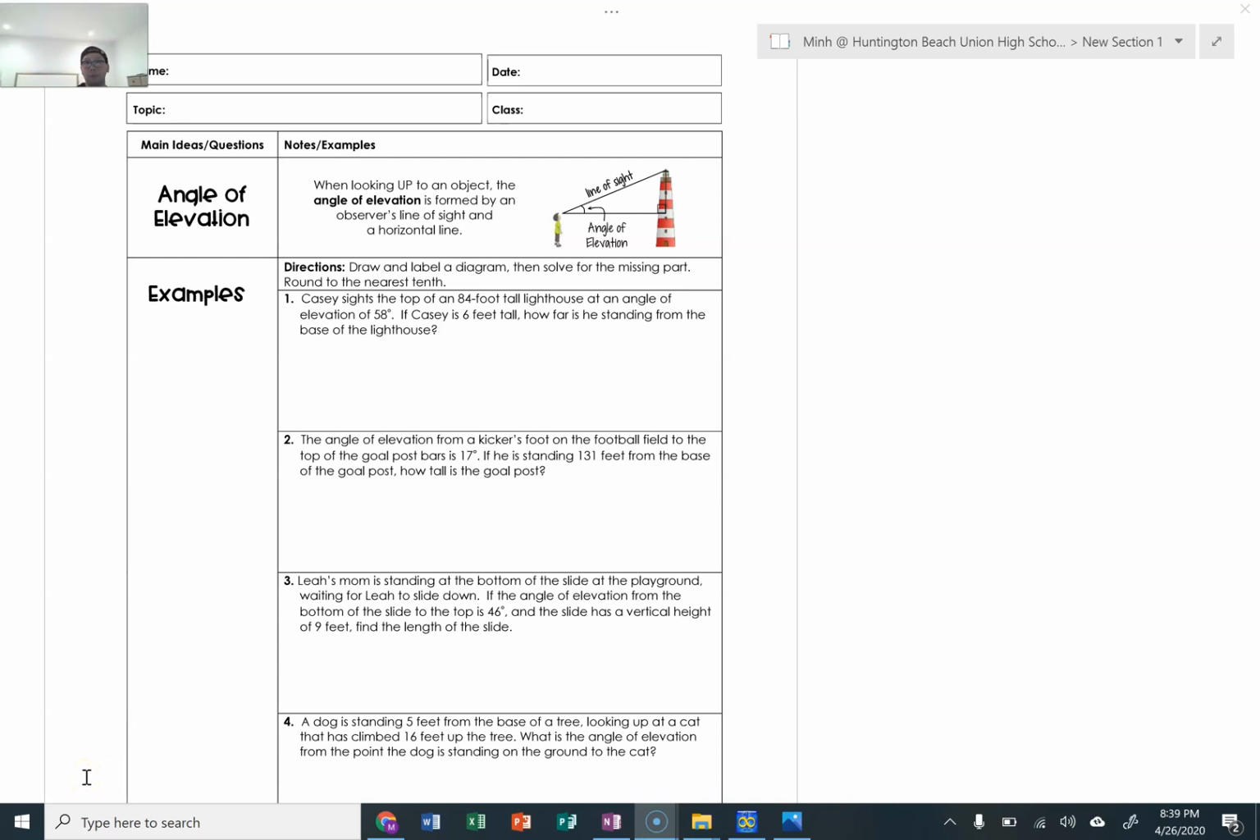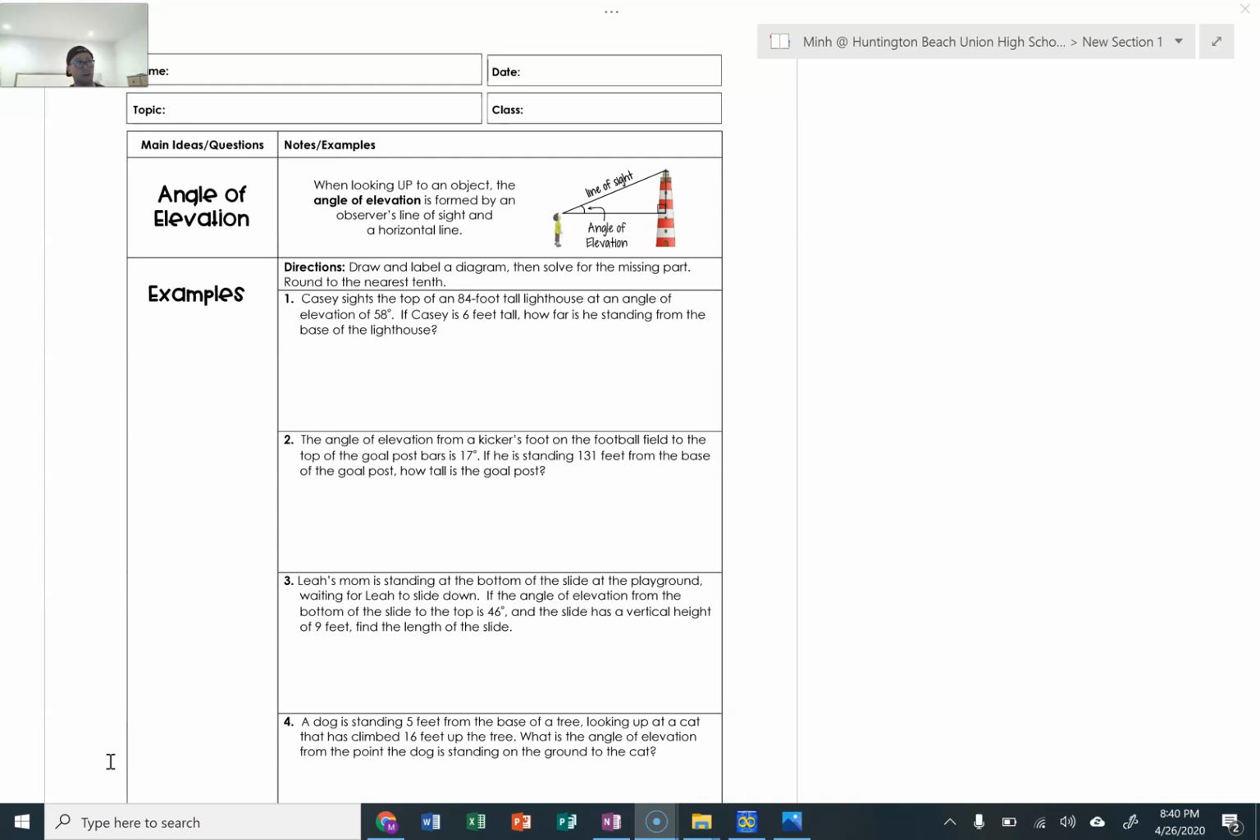Alright, so I'm going to do a couple in each section. So we have angular elevation, which is part of our first section. So we'll do two problems in here, and then we'll move on to angular depression, where I'll do another two problems. Alright, so let's go ahead and start on number one. Number one states Casey sights the top of an 84-foot tall lighthouse at an angle of elevation of 58 degrees. If Casey is 6 feet tall, really important information, how far is he standing from the base of the lighthouse?